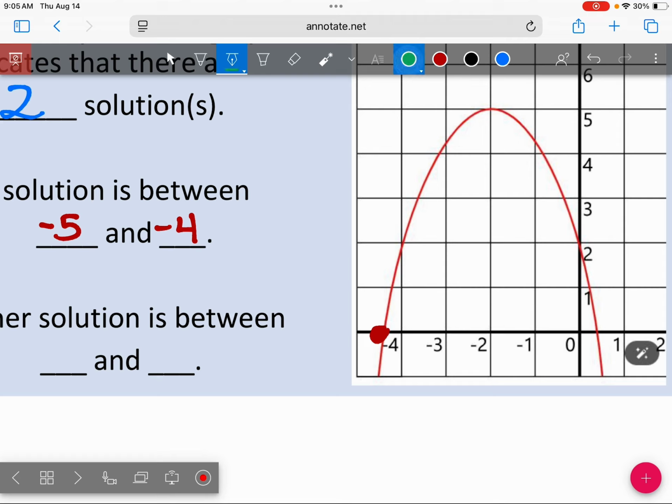And then we also have one right here. And between what 2 numbers does that fall between? 0 and 1. Good job.